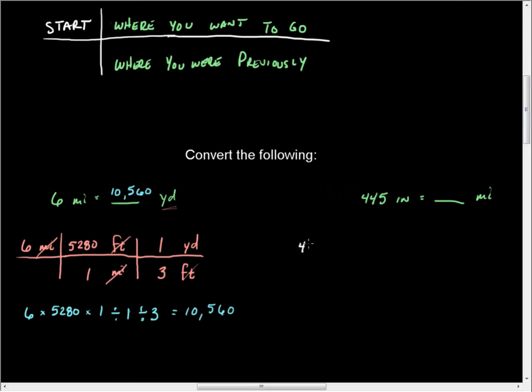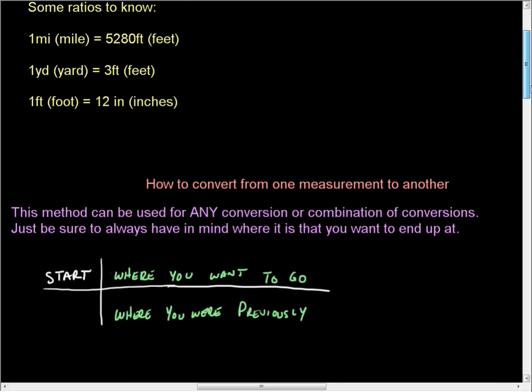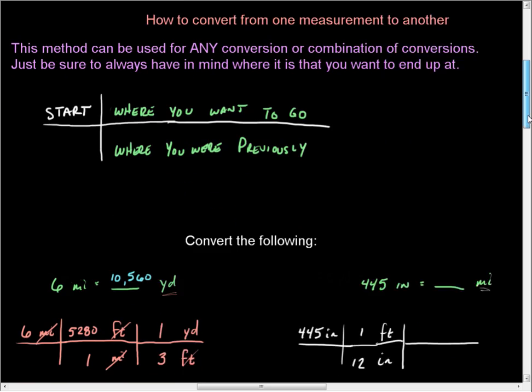And so we have 445 inches. That's where we start. We're in inches. Where we want to be, well, we can convert to feet. That's about the only place we can go for inches right now. And for 1 foot, there are 12 inches. Now, we can't stay in feet because we want miles, so do we know a conversion from feet directly to miles? And we do. We have 5,280 feet per 1 mile.